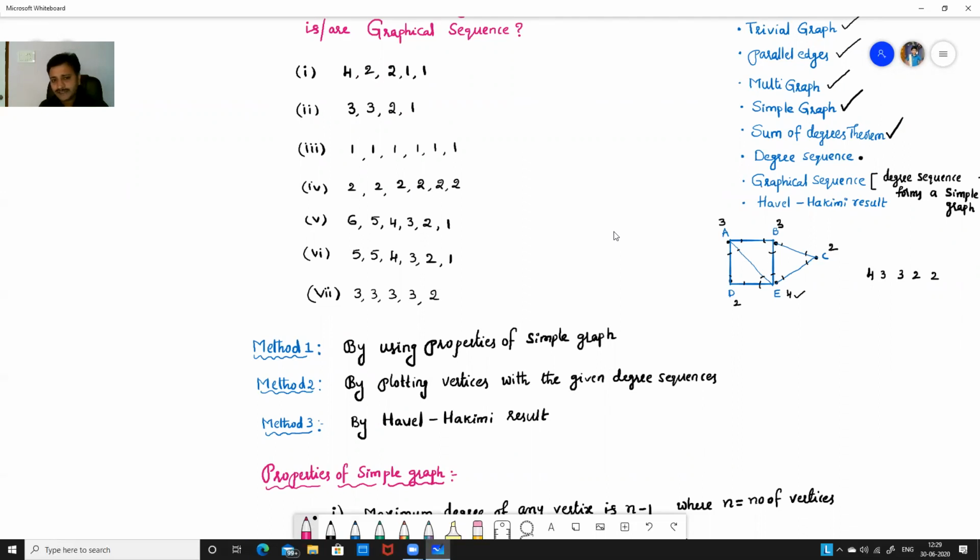But by satisfying only that condition, I cannot say it is a simple graph. Remember that. In a simple graph that property holds, but if that property is holding, we cannot conclude it is a simple graph. So I cannot eliminate the first option.